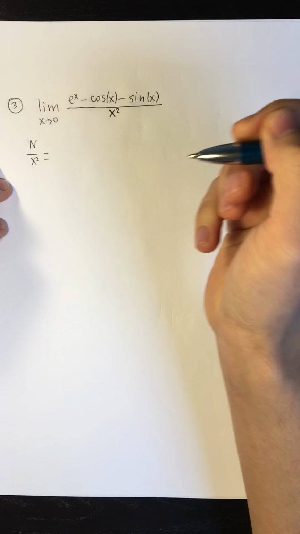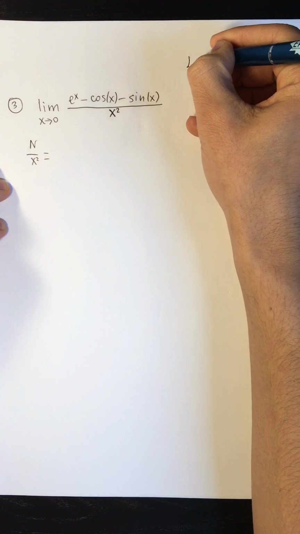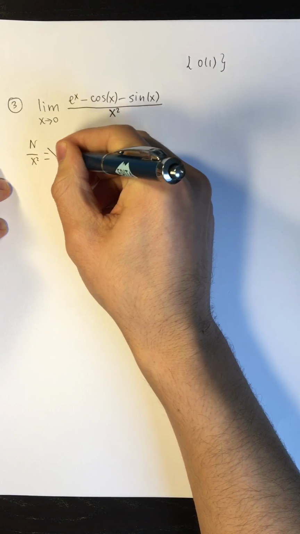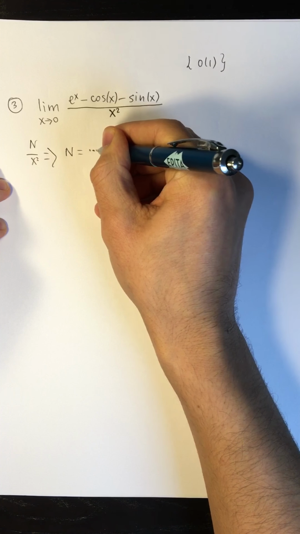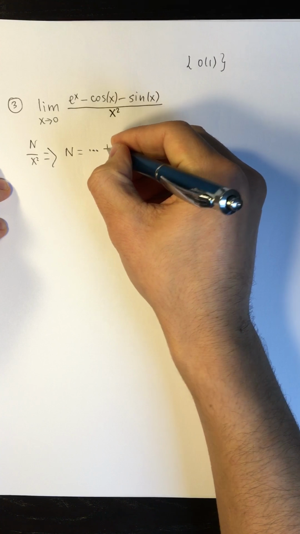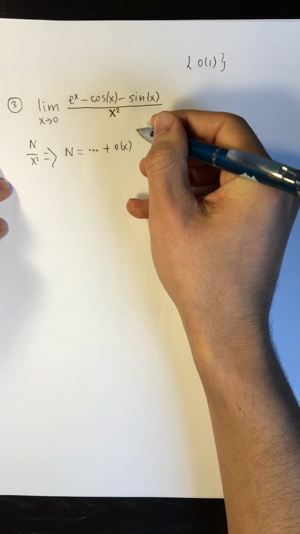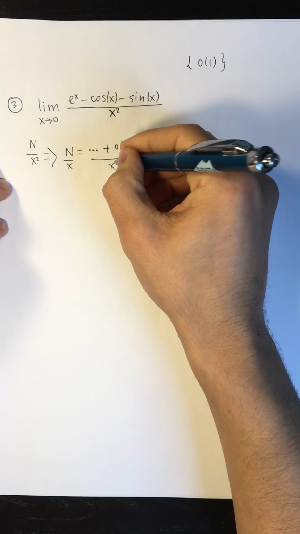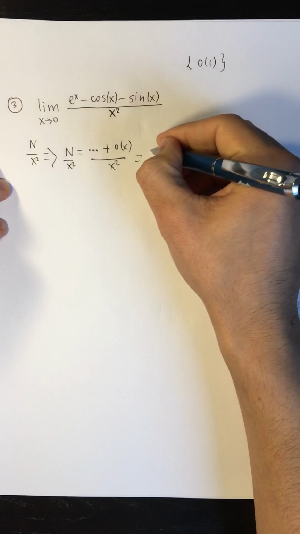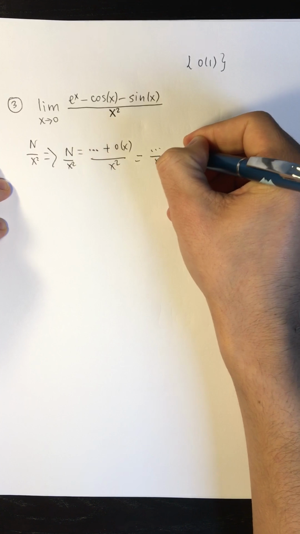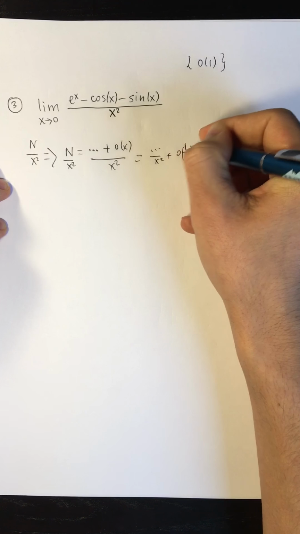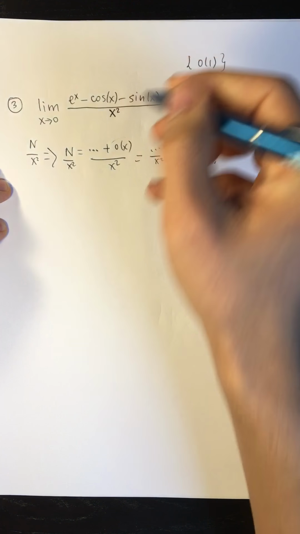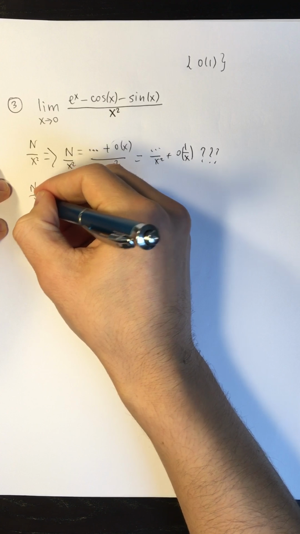And in my mind right now, the goal is to have something like o(1), right? If n is equal to something, something, something, plus o(x), let's say, and then divide by x squared, it will be something, something divided by x squared plus o(1) over x. So this is not what I want. I'm in trouble here. That's why I don't take the first order in the numerator. So what if I take the second order?